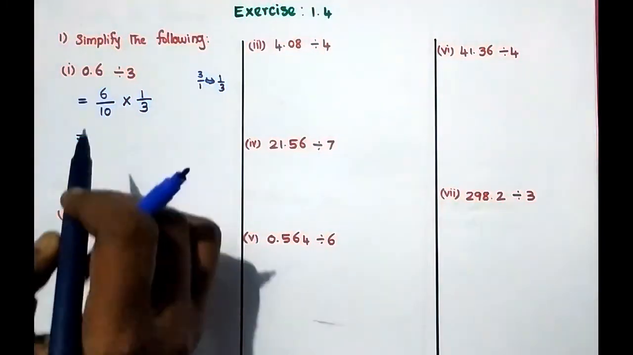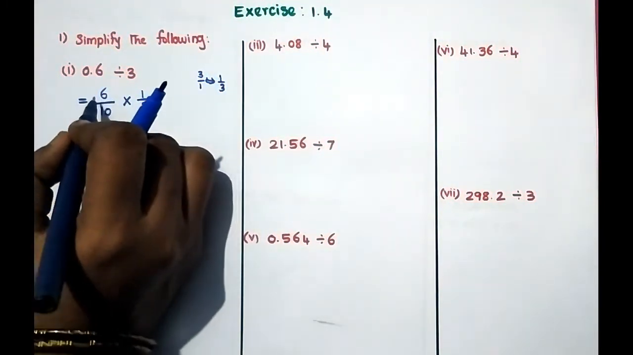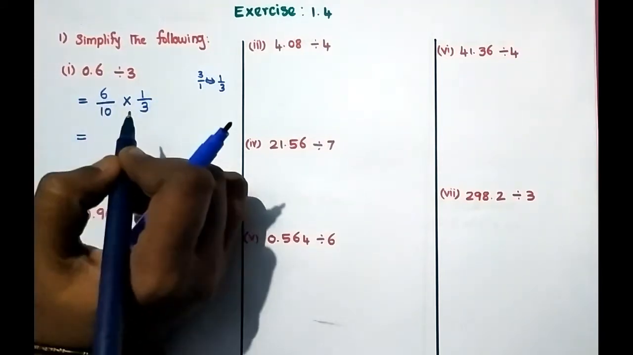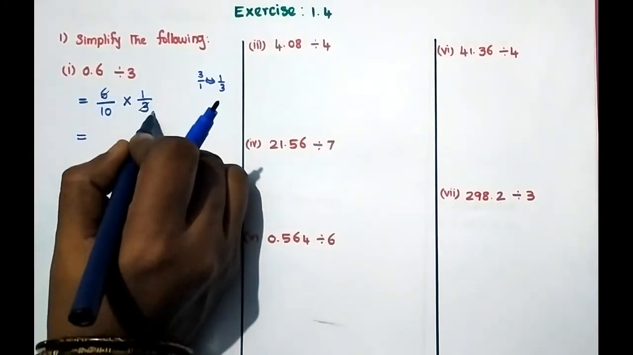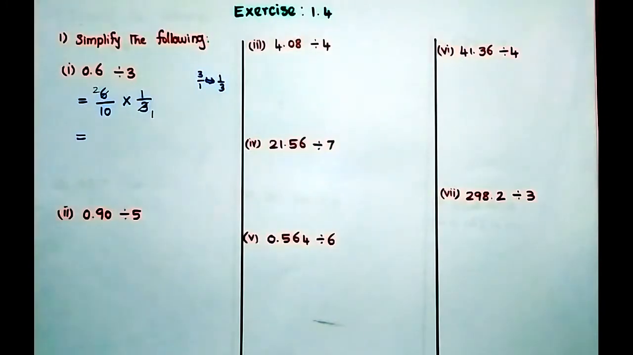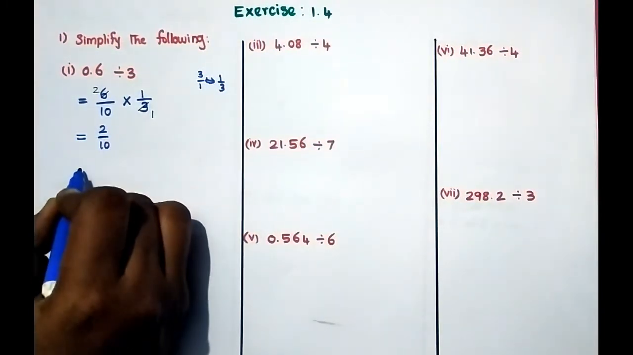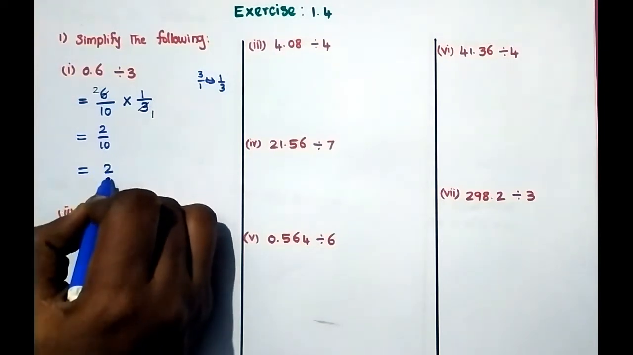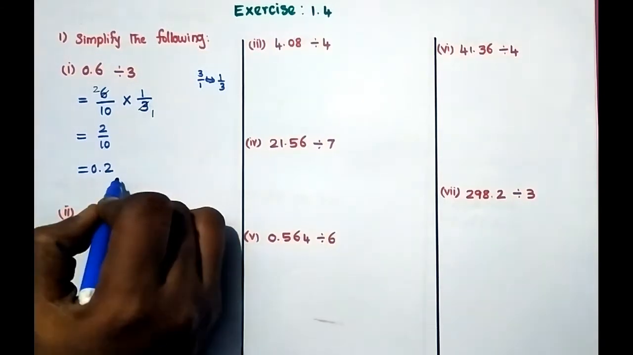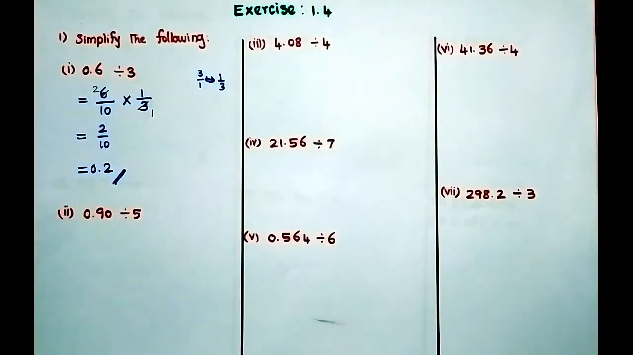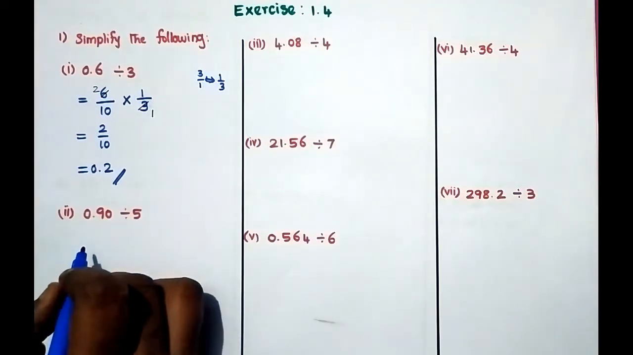Now, cancellation means cancel the numbers. Otherwise multiply the numerator with numerator and denominator with denominator. Here 3 and 6 are cancelled by the 3 table. 1 3 is 3. 2 3s are 6. So 2 into 1, 2 divided by 10. Before one digit we have to keep the point, that means 0.2. That is the answer.